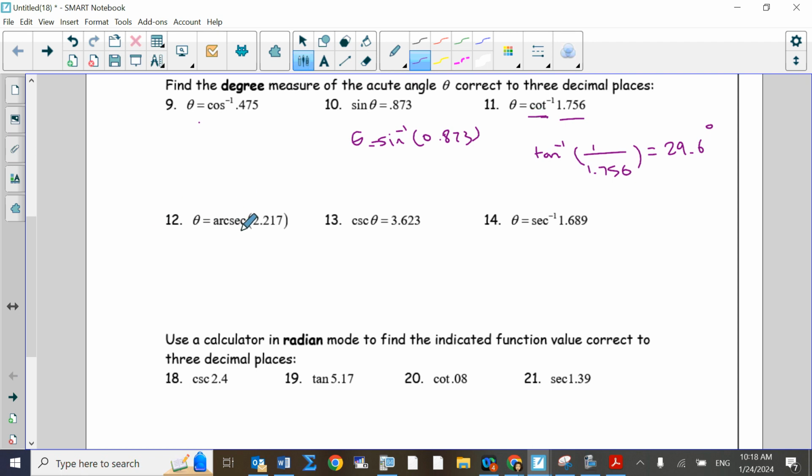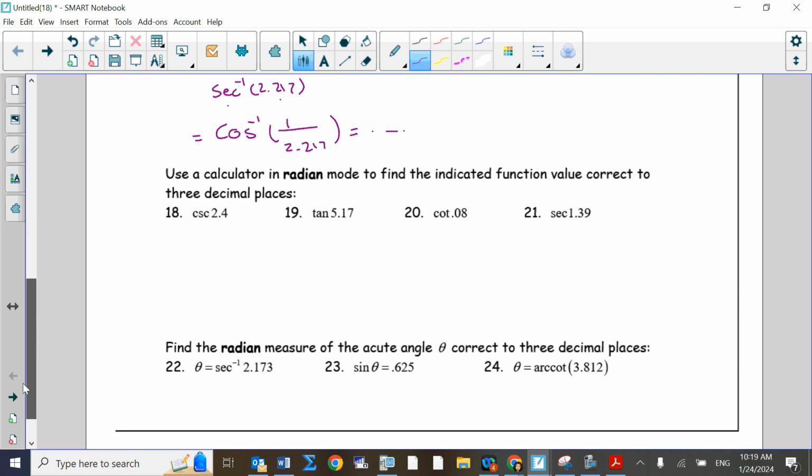Next one, number 12, arcsecant. We know that arcsecant is the same as secant -1 of 2.217. Again, we don't have this function on calculator, so you're going to find the reciprocal of both function and the argument. This is cosine -1 of 1 over 2.217. And then find the value. Use your calculator to find it.